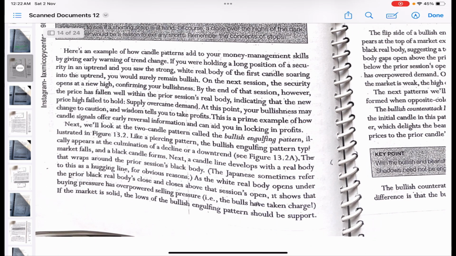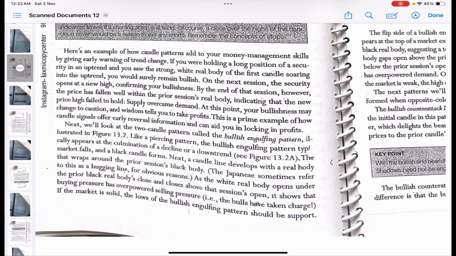Here's an example of how candle patterns add to your money management skills by giving early warning of trend change. Obviously, you can use these patterns even to exit a position which you are in currently, right? Where do you book your profits? So you can wait for these kinds of patterns.